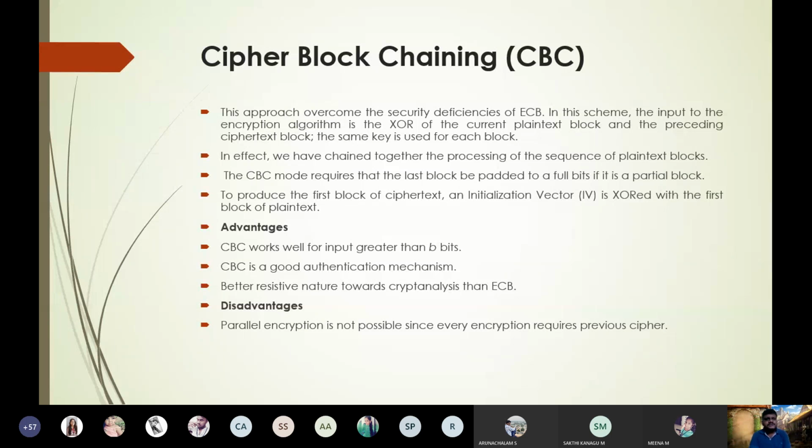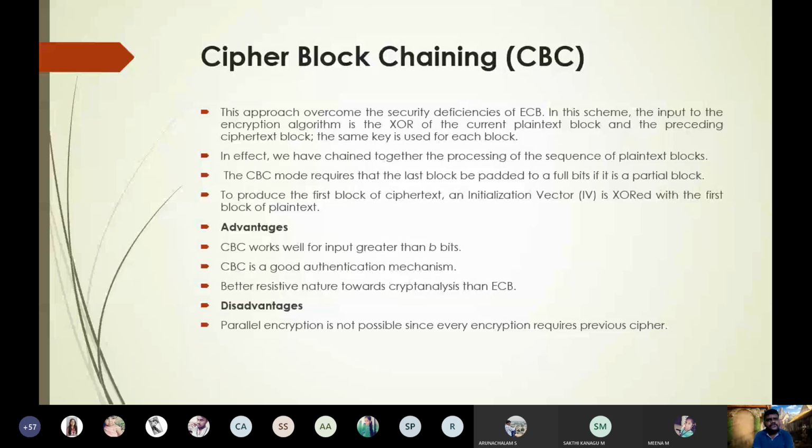In the first point itself, this approach overcomes the security deficiency. So what is the security deficiency? It can easily be compromised by an intruder. That is the main security deficiency. To avoid this, we move to the cipher block chaining concept. So what is the advantage here?